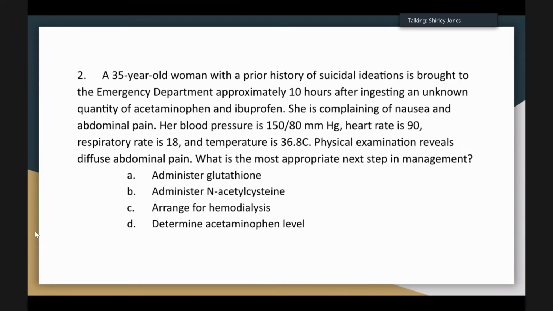What do you think? Yeah, I think it's D. Or D, maybe. So no, it's actually B. Again, this is why I wanted to go through this, because these are super confusing. We don't have a paracetamol level.